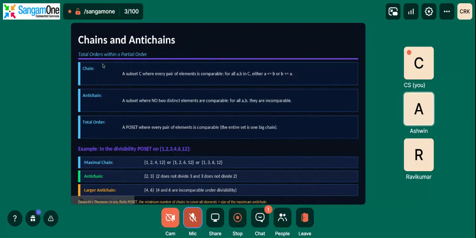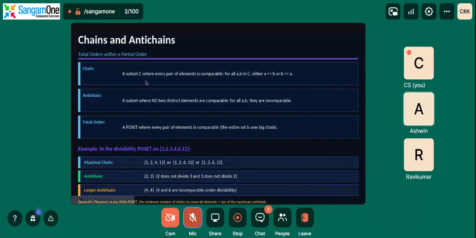There are chains and anti-chains within a partial order. A subset, you can see the definition: a subset C where every pair of elements is comparable, for all A, B in C, either A is less than or equal to B or B is less than or equal to A, is called a chain.